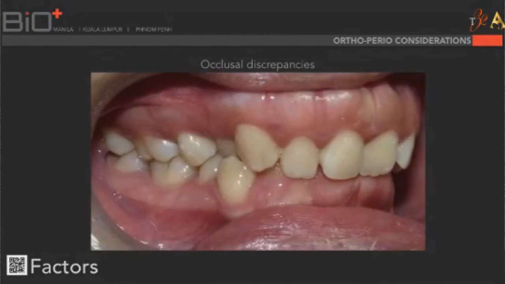Now, this is something which is a malocclusion as well, causing periodontal disease, wherein there's an occlusal discrepancy where the lower teeth are hitting the palatal of the upper. I mean, the soft tissue of the upper. And if it hits the soft tissue of the upper, usually in cases like this, the palatal part, you're going to see it's a little bit reddish. Okay?